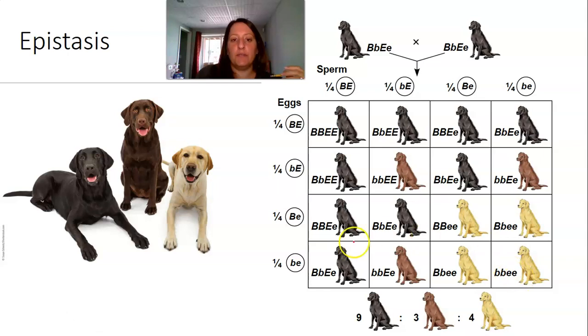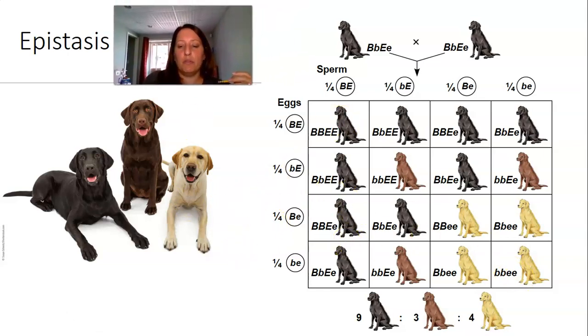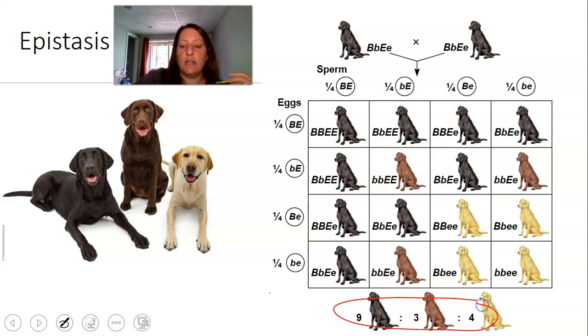Here's another example of epistasis. If you look here at the bottom, let me move this over. Look at, there's this ratio again, 9:3:4. Same ratio that we saw on the past slide. On this particular one, my favorite animal, Labradors. Labradors can either be black, brown, or yellow. So again, there's a color deposition gene. In this case, it's the E gene.